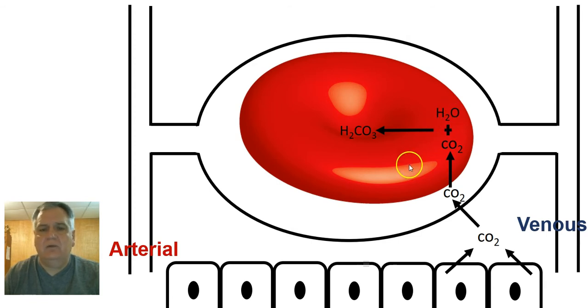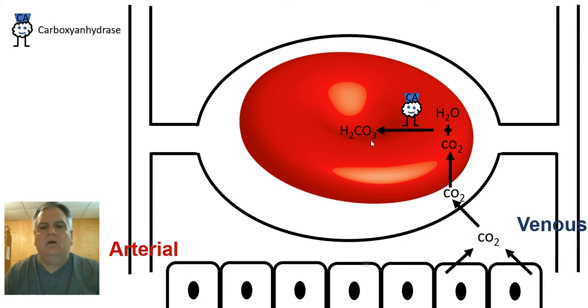The answer to that question is because inside the red blood cell there is an enzyme, and that enzyme is called carbonic anhydrase. Carbonic anhydrase catalyzes the interaction between the carbon dioxide and the water molecule to form carbonic acid. Okay, so that doesn't happen out in the plasma because there's no carbonic anhydrase. There's no enzyme out there.